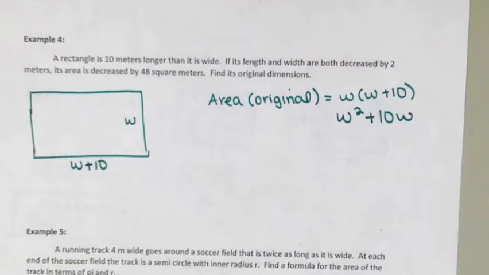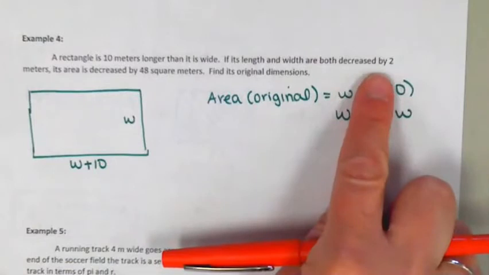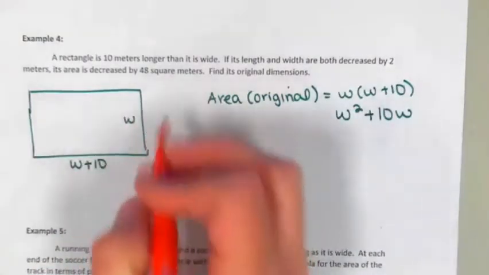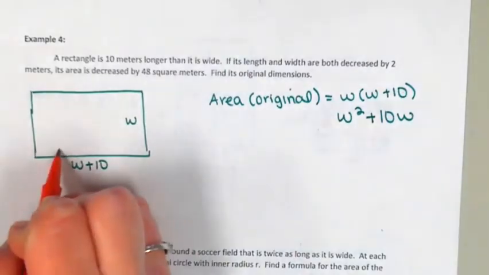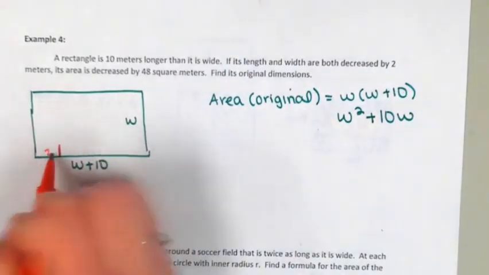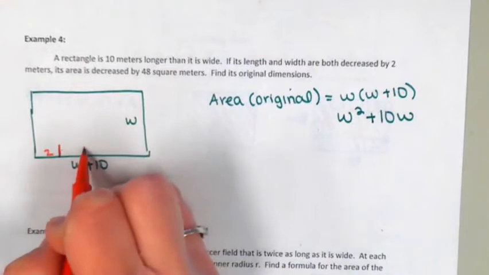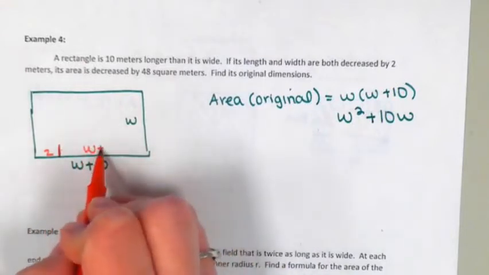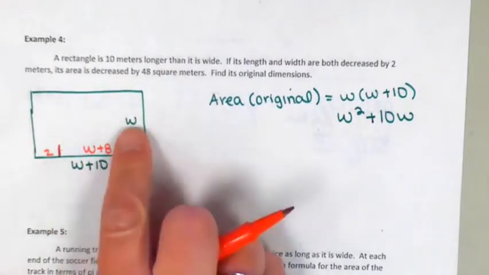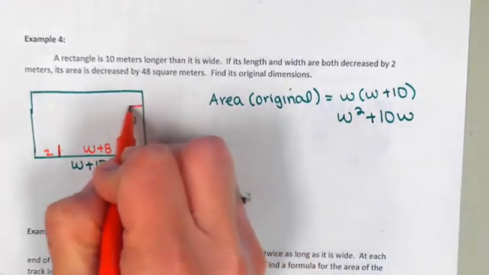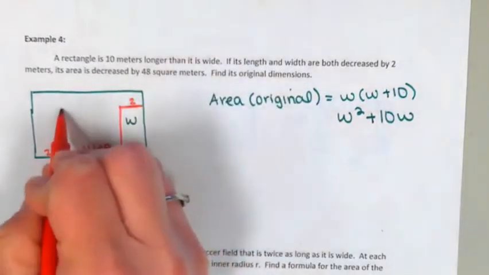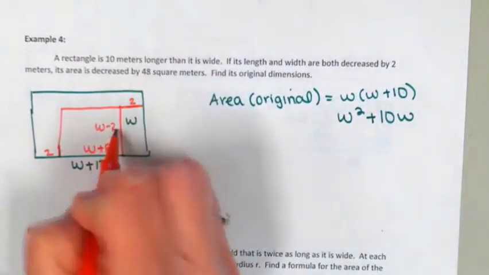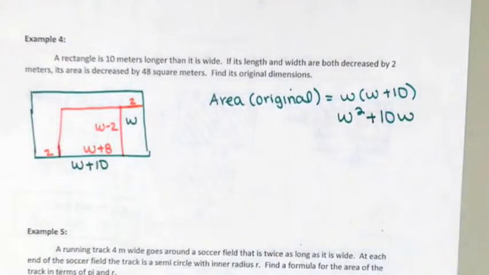Now, we are decreasing by 2. So each side is being decreased by 2. So my length is coming in by 2, right? So now my new length is what? W plus 8, good. And my width is decreasing by 2. So now my new width would be W minus 2. Okay, you guys okay with that?